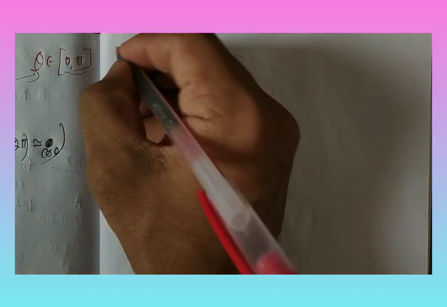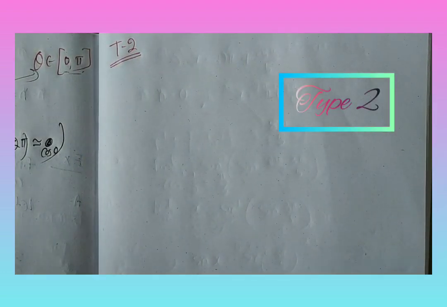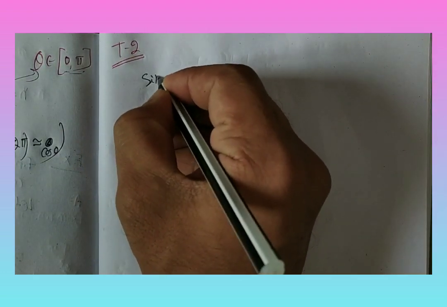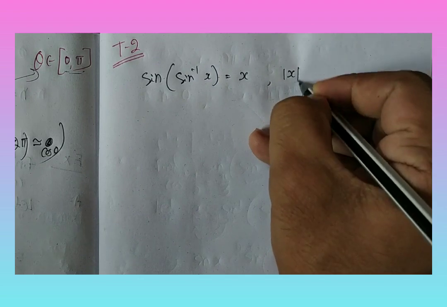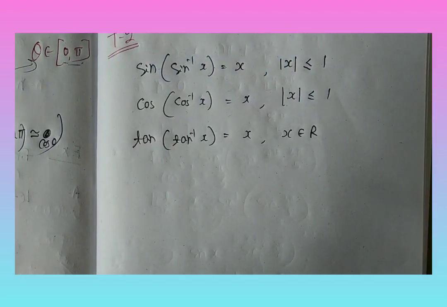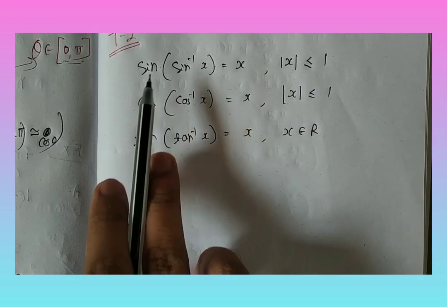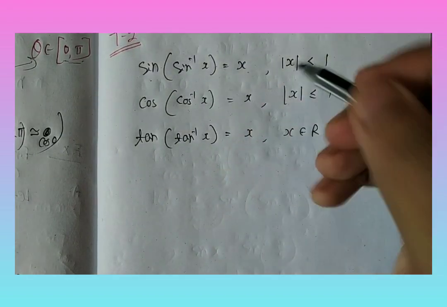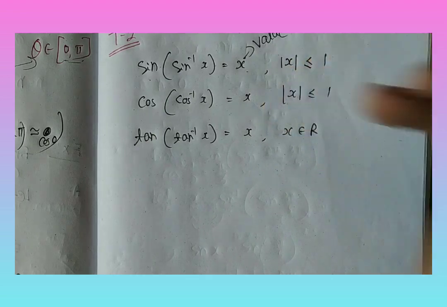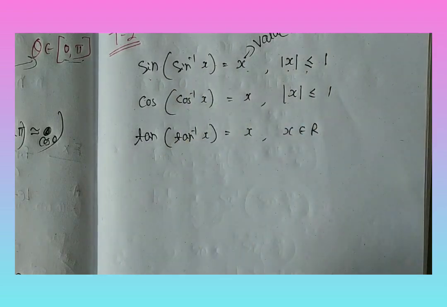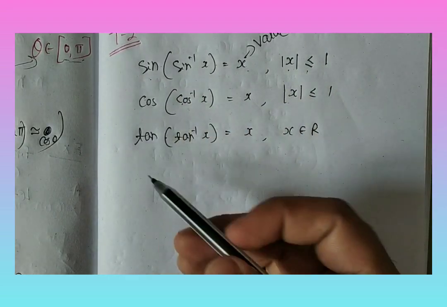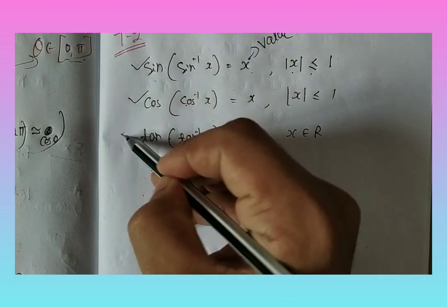Type 2, second type formula. Sine of sine inverse x is equal to x if mod x is less than or equal to 1. Here x is the value. If the mod of x is less than or equal to 1, then this formula is applicable. Similarly for cos and tan, and the rest are cot, sec and cosec. Only these 3 are important. We can skip cos, tan and sec also.